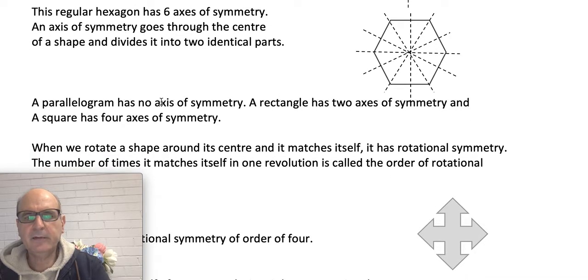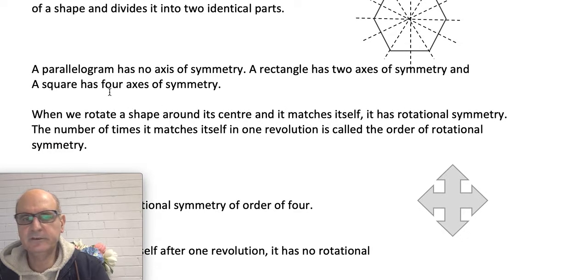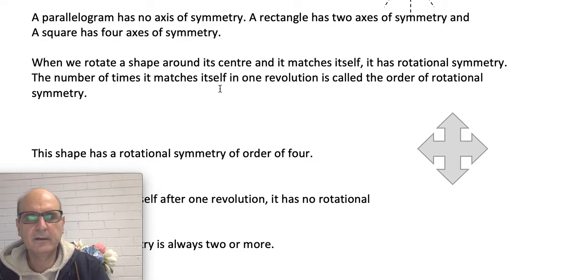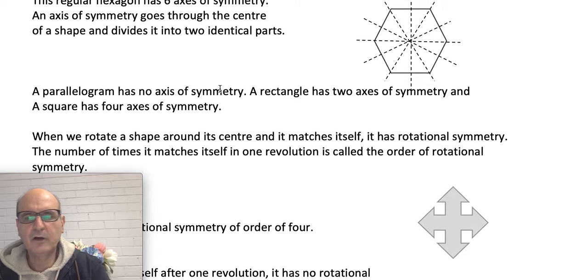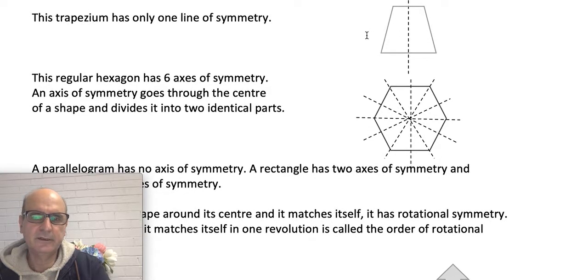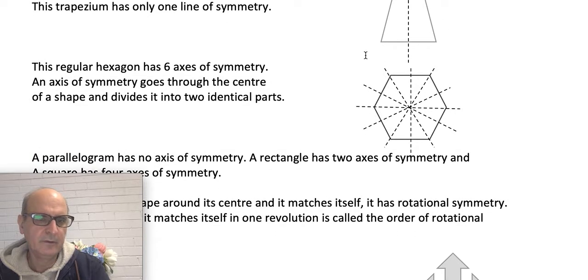A parallelogram has no axis of symmetry, and a rectangle will have two axes of symmetry. A square will have four axes of symmetry. That is for line symmetry. That, as we said, when you're folding, the two parts become exactly the same, or one is the mirror image of the other one before folding.